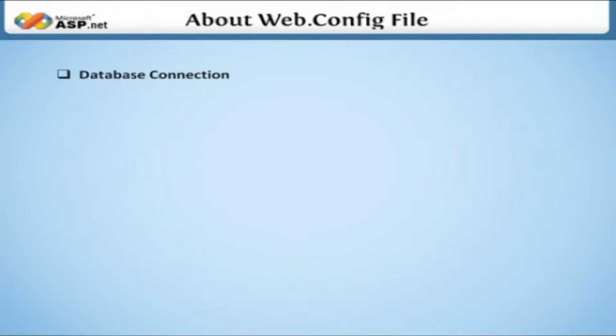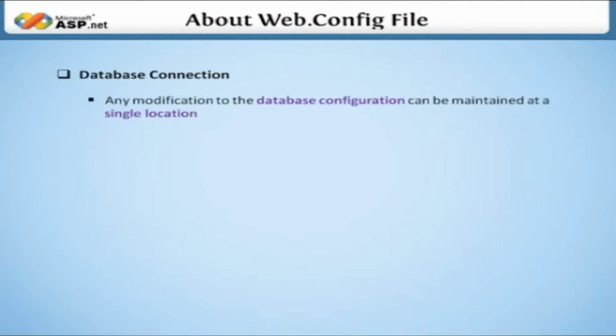The most important setting stored in Web.Config file is database connection string. The reason for storing database connection string in Web.Config file is that any modification to the database configuration can be maintained at a single location. Otherwise, we'll have to keep it either as a class-level variable in the entire associated source files, or keep it in another class as a public static variable. So, if you store it in the Web.Config file, it can be read and used anywhere in the program.